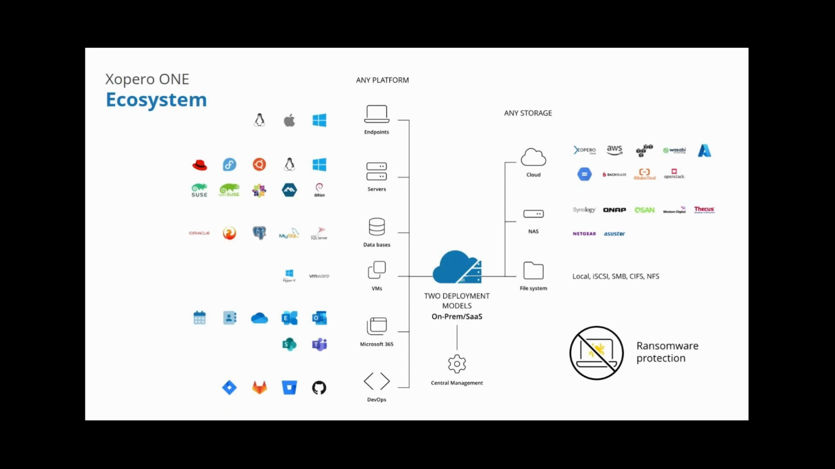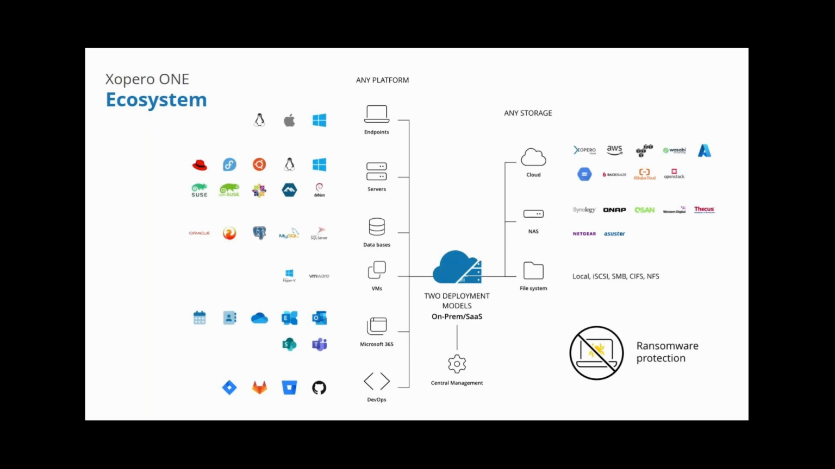Then moving on to the left, you can see the second element of our solution, the agent. So the app that actually does the backup on the platforms that we protect. We offer protection for both physical and virtual environments. Physical, starting with endpoints through servers and databases, virtual, VMware and Hyper-V, and also Microsoft 365 accounts. Endpoints, so Windows, Linux, Mac. Servers will include Windows or Linux servers.